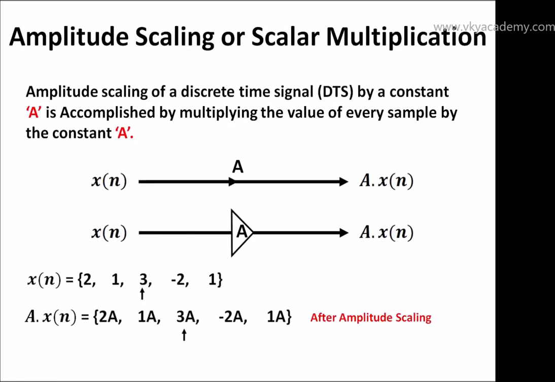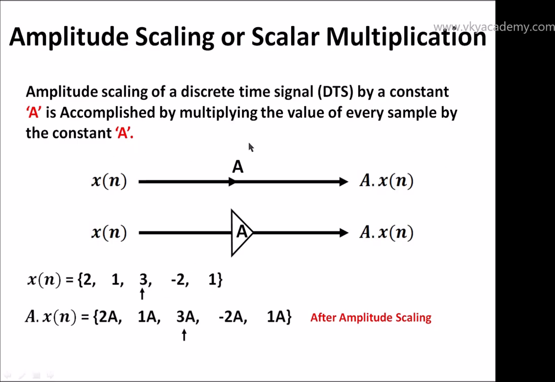Now after the two operations, signal addition and signal multiplication, the next operation is amplitude scaling or scalar multiplication. Basically, in this operation, we multiply a scalar quantity with the amplitude. So amplitude scaling of a discrete time signal by a constant A is accomplished by multiplying the value of every sample by the constant A.